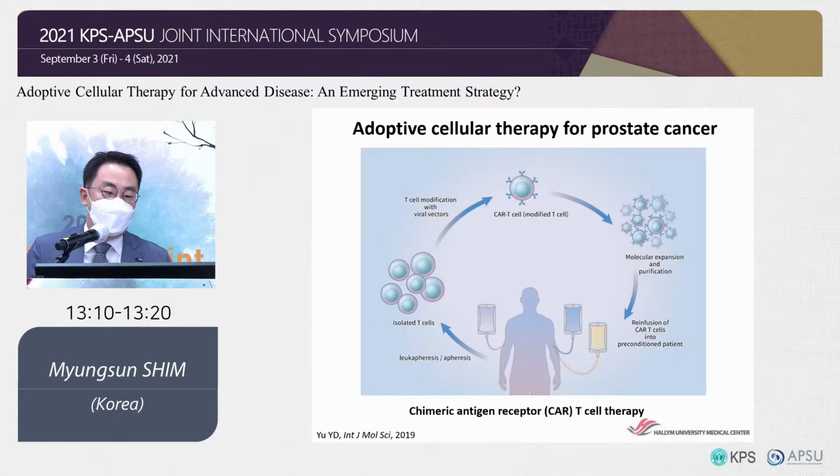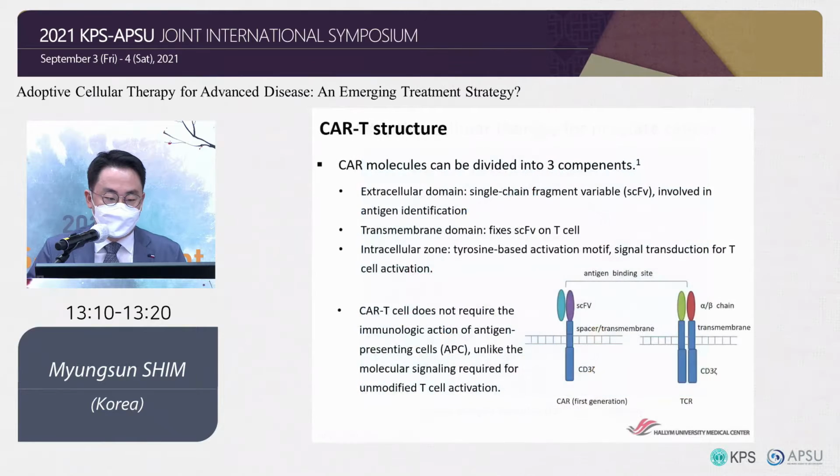Among these different types of adoptive cellular therapy, the chimeric antigen receptor T cell therapy, or CAR T cell therapy, is most widely studied to treat prostate cancer. Before we discuss CAR T cell therapy on prostate cancer, we need to look at the structure of CAR T molecules. This CAR molecule can be divided into three components.